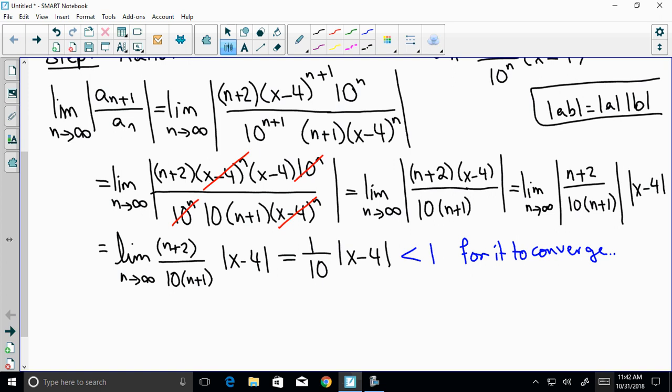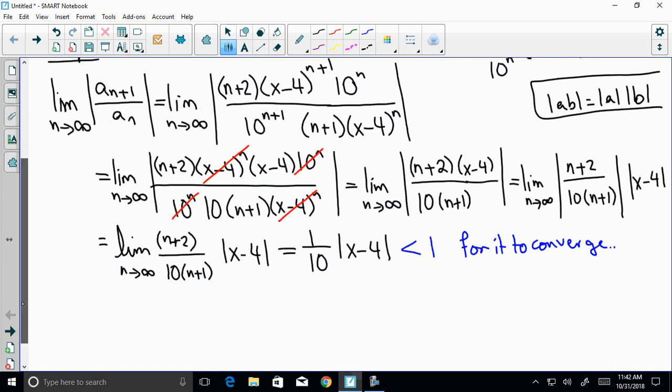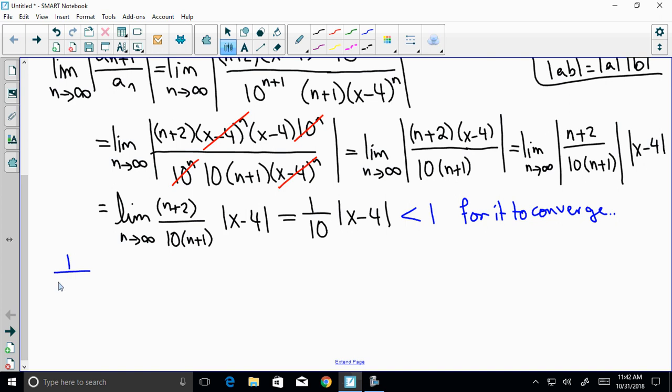And now you start doing some work. Now, what work do you do over here? You say, okay, 1 over 10, absolute value x minus 4 is less than 1. So therefore, absolute value x minus 4 is less than, multiply both sides by 10, right? If you multiply 10 times 1 over 10, you get 1 here. Multiply 1 by 10, you get 10. So I'm just multiplying both sides by 10.